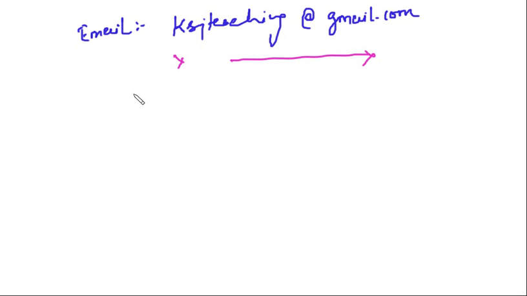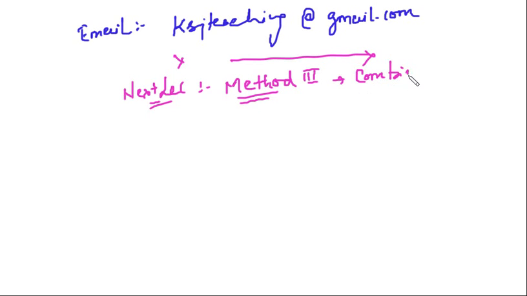Now, in the next lecture, what we are going to do is method 3. What is method 3? It is very interesting, a little bit technical, very easy. We will do it in detail. That is a combination of method 1 and 2. Clear? This method 3 is a combination of method 1 and method 2. This is what we are going to do in the next lecture.